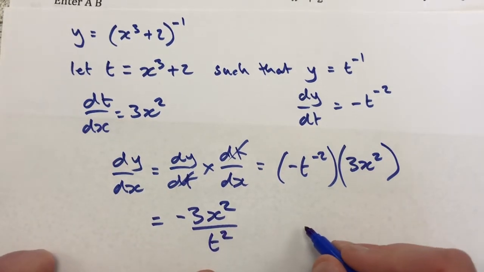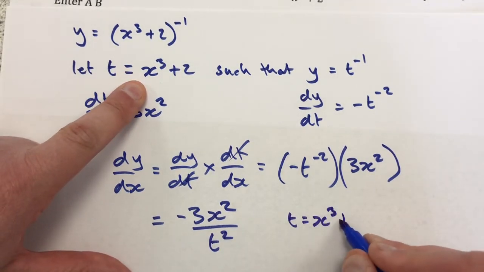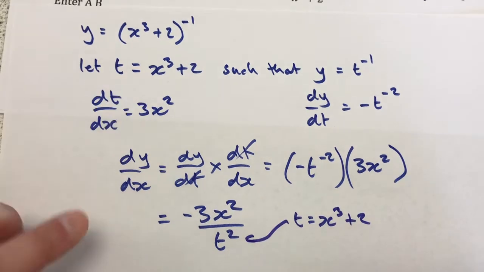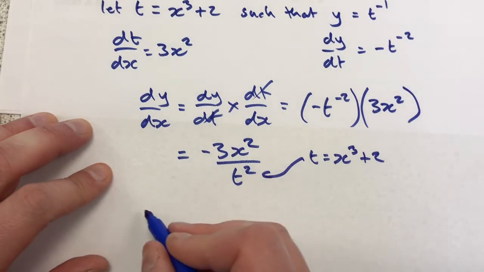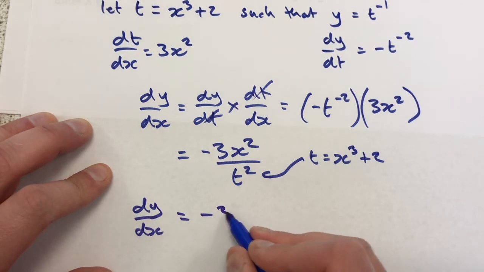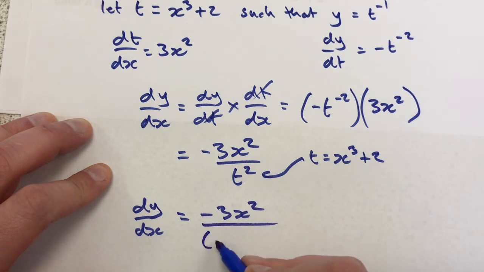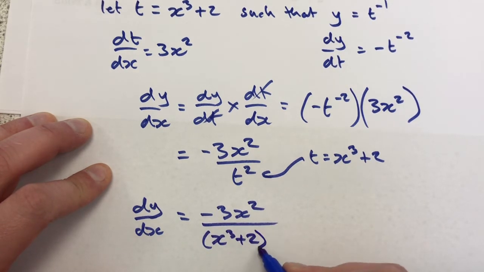Then we need to resubstitute back in what t was in the first place, which was x to the 3 plus 2. Pop that in there, and we have dy by dx equals minus 3x squared all over x to the 3 plus 2, squared.